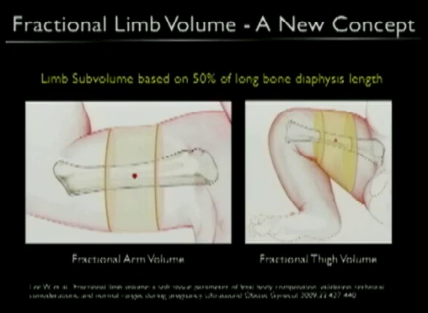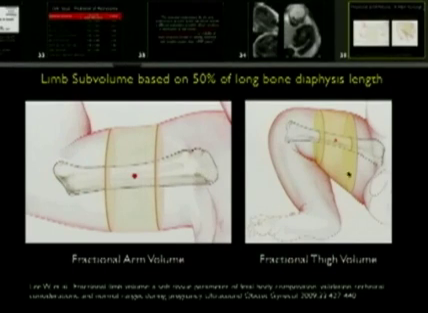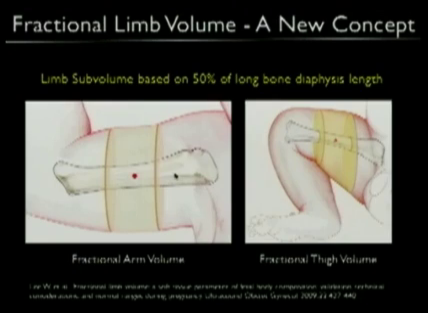So it's been a few years since we originally introduced the concept of fractional limb volume. It's a limb subvolume based on 50% of the long bone diaphysis length. So if this is the arm, you would take the measurement of the humerus, humeral diaphysis, and then the computer software would define a subvolume of limb that's centered in the middle of the bone based on 50% of the long bone length. So this is called fractional arm volume, or AVOL, and fractional thigh volume, or TVOL.